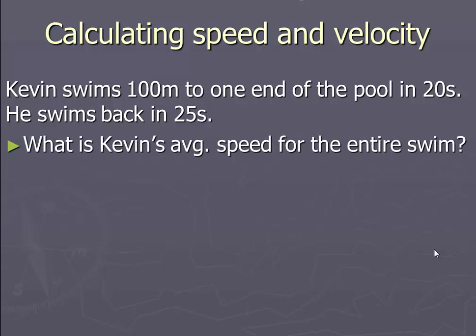Okay, our next question here. We want to know his average speed for the entire swim. You take 200 meters, because that's 100 meters down and 100 meters back, divided by 45 seconds, because that's 20 seconds plus the 25 seconds. When you divide the 200 meters by the 45 seconds, you get 4.44 meters per second.